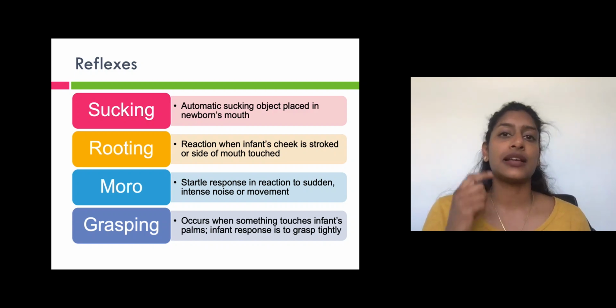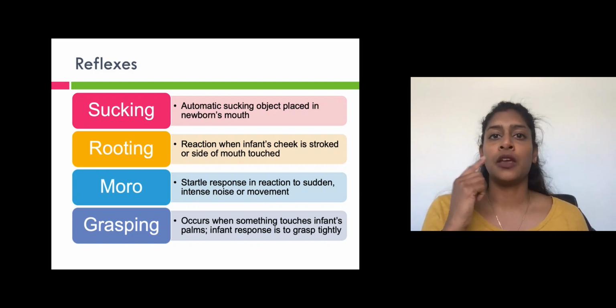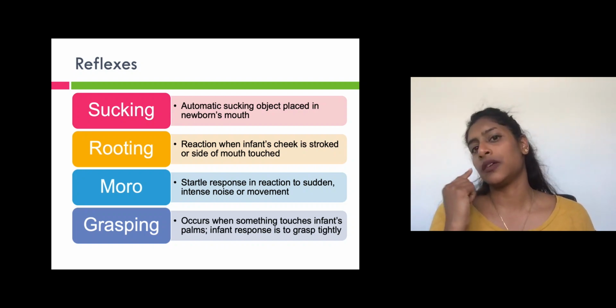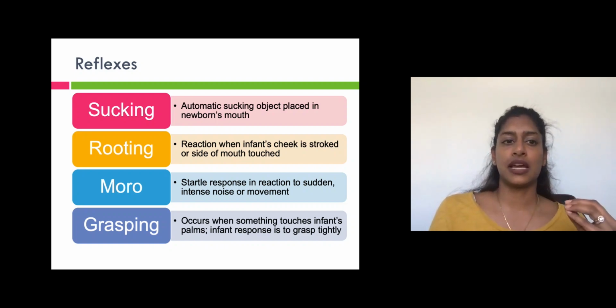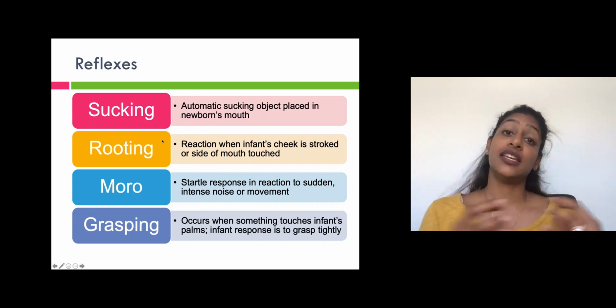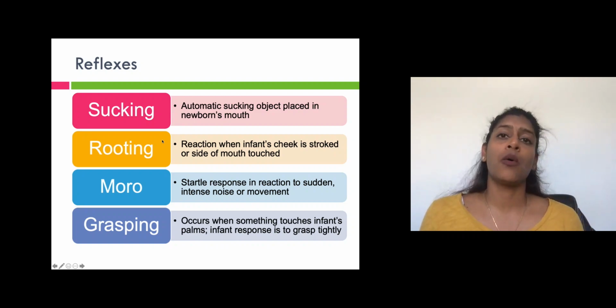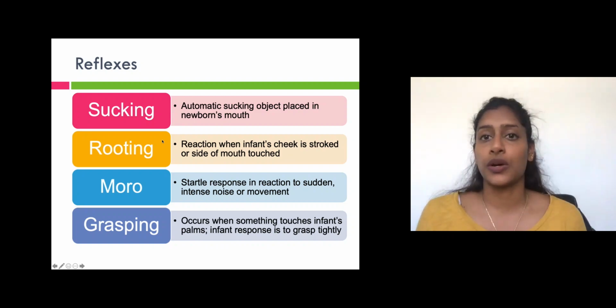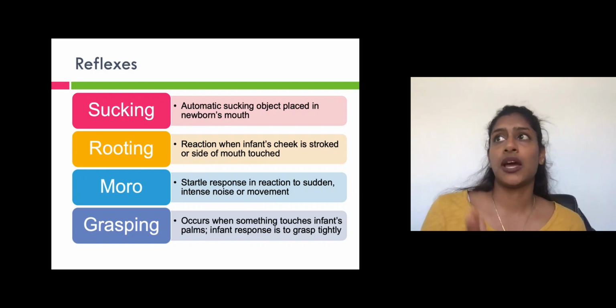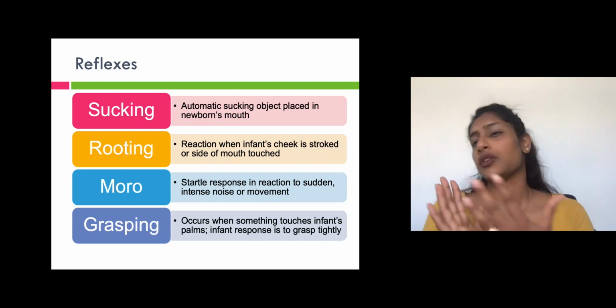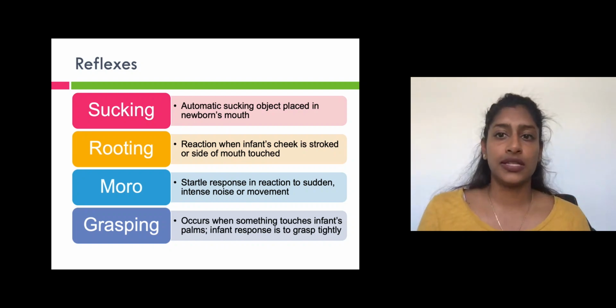With the rooting reflex, if you take a finger, the child will actually reorient themselves towards that and then begin sucking. So you might see the sucking and the rooting reflex together. This helps orient the child towards a food source, right? A nipple or a bottle. With both of these, you would see the child orienting towards that.